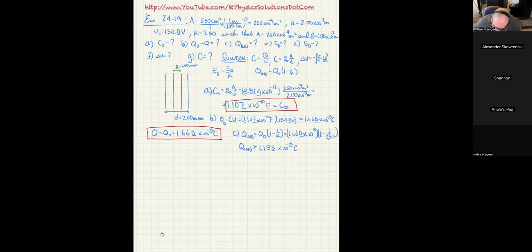So you can see it's a little bit smaller than the actual charge on the capacitor itself. And that's our Q induced. I'm going to go ahead and circle that off as well.